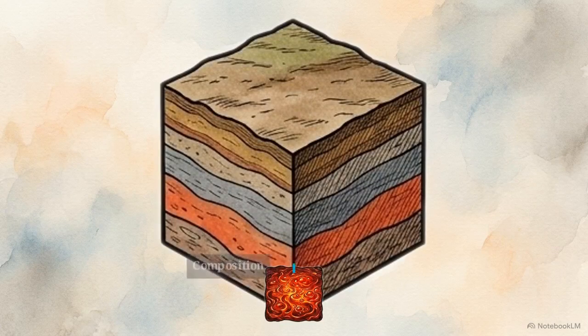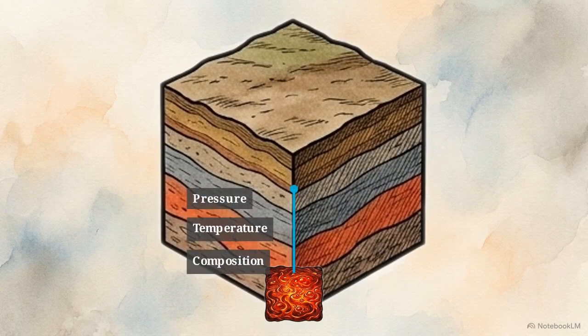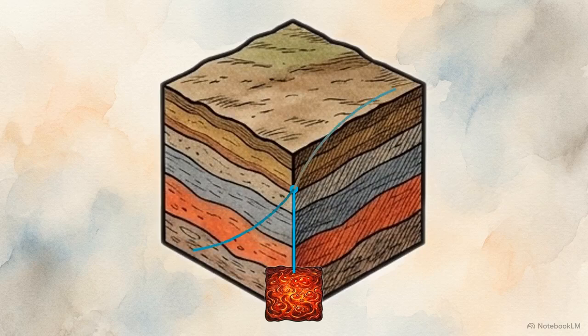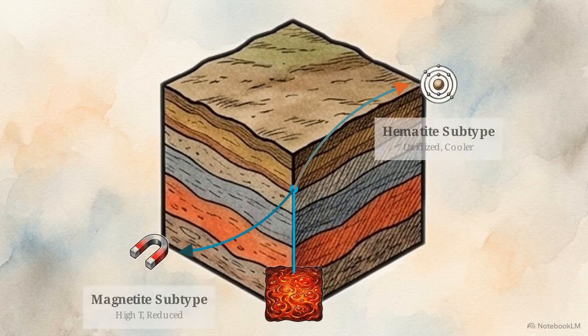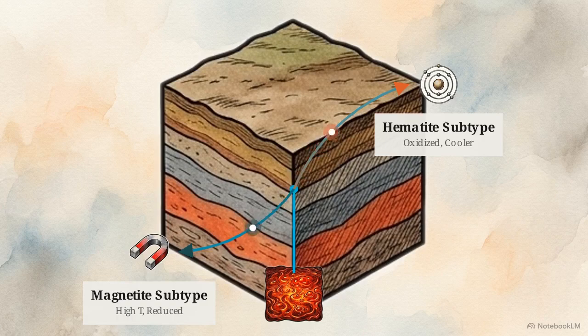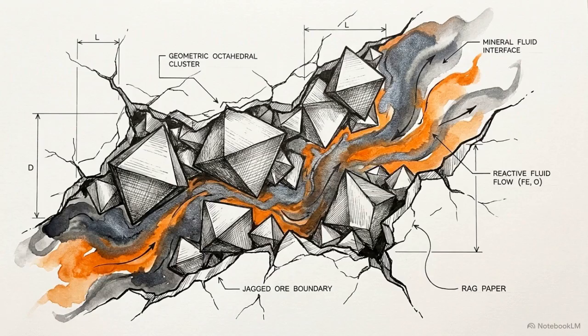As fluids travel upward, their pressure, temperature, and composition evolve. This evolution forces the fluids to diverge, creating the fundamental split between the different IOCG subtypes. The magnetite subtype forms first. It is the product of early-stage, highly reduced fluids interacting near the deep mafic intrusion boundary.